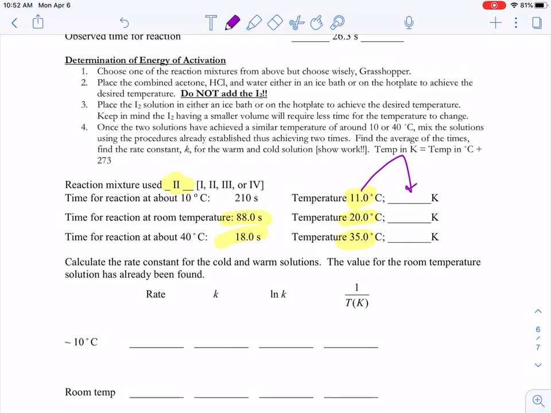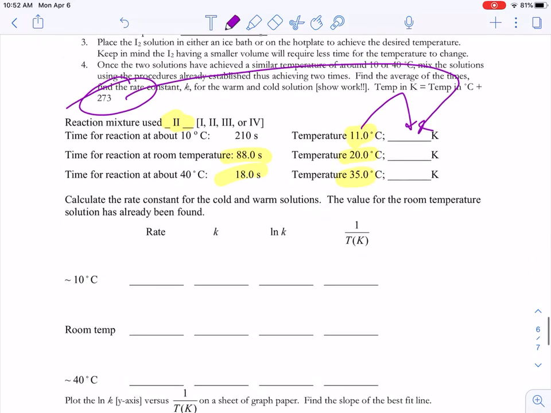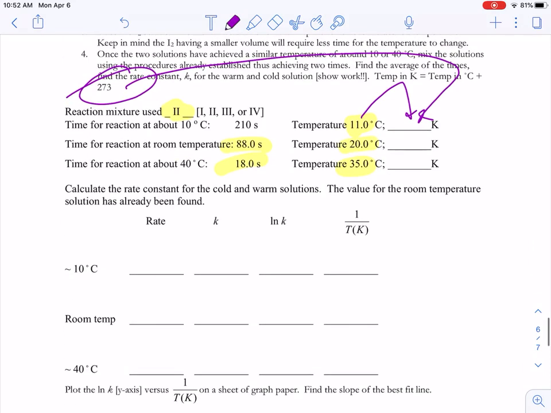Remember, I gave you this handy little hint up here. Take this temperature, add 273 to it. That's going to get you this number. So what you're going to do is calculate the rate at the 11 degrees, the room temperature one, and then the 40 degree ones. Again, you're going to know the concentrations of your iodines, and you're going to know your time. That's what's going to allow you to get that rate.